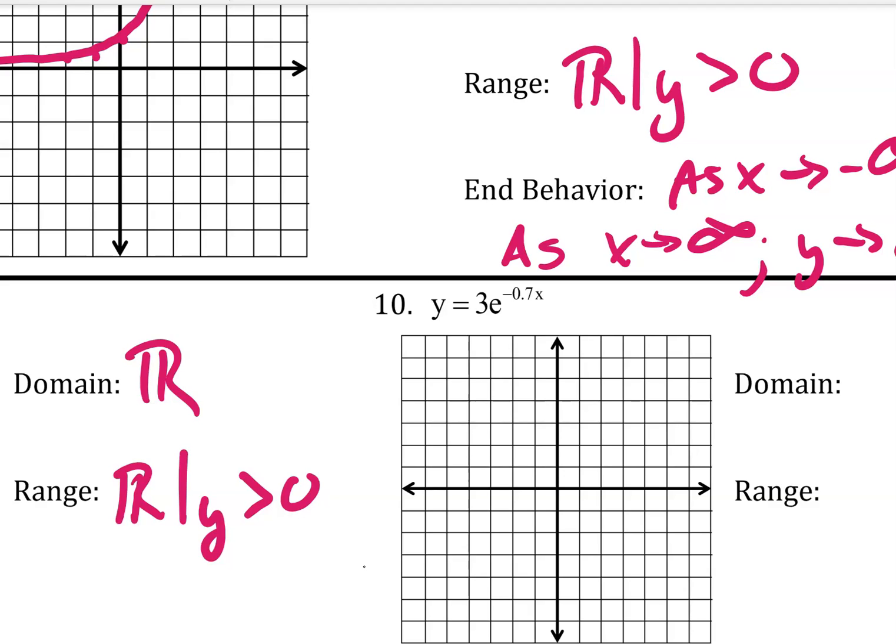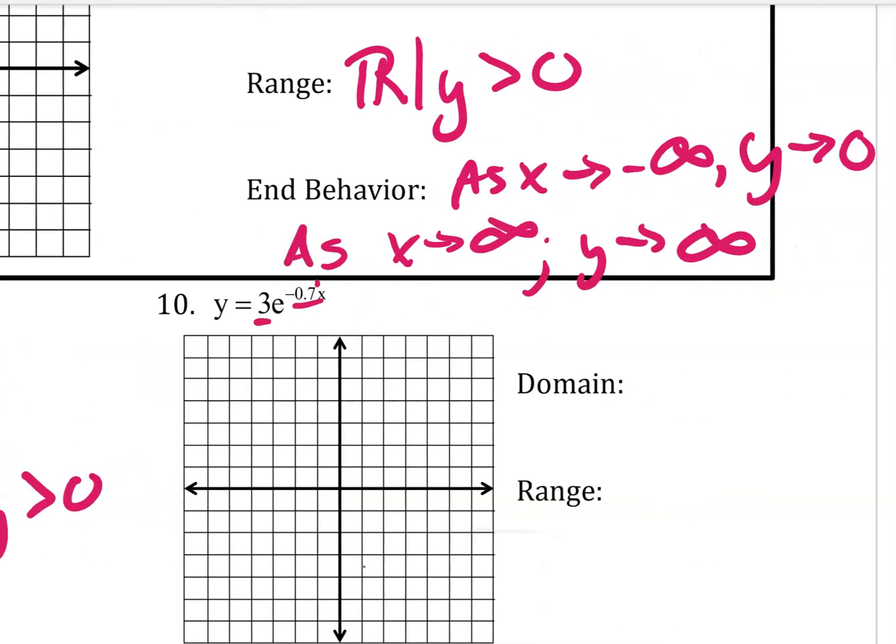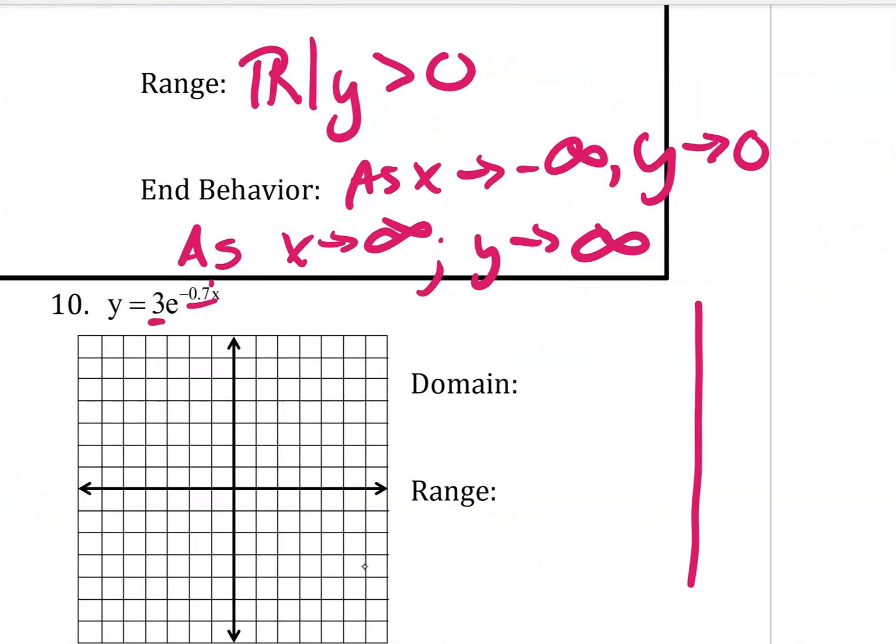So I'm raising now to a negative exponent. So if x is negative, my power becomes positive. So you can think about it as reflecting it across the y-axis. What else is happening? The rate is being slowed a little bit because it's not a full 1x, it's minus 0.7x. And then we're going to multiply each output value times 3. So I'll go ahead and do a quick t-chart.